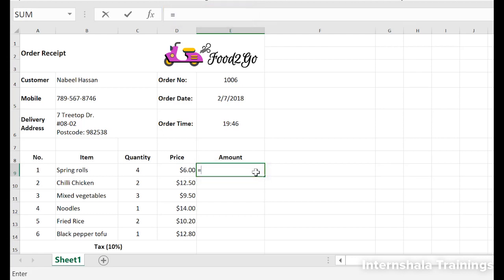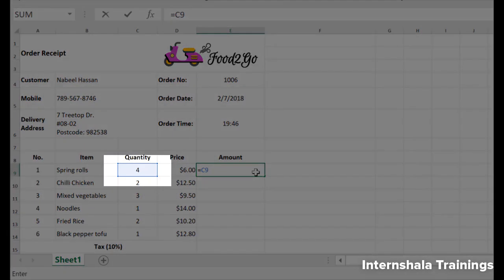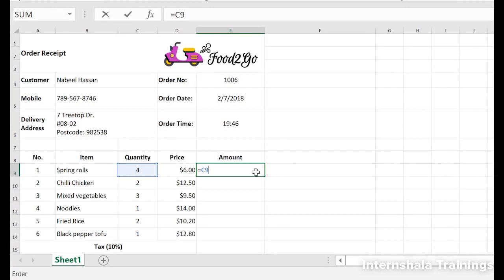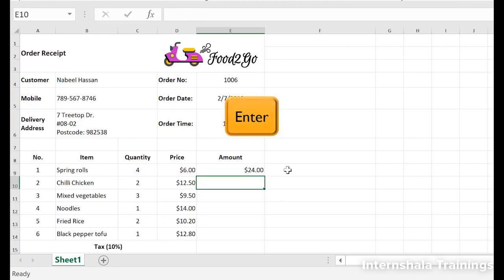Then we type the cell address of the first cell we want to reference, which is C9, the quantity of spring rolls. We will see a colored border appear around this cell, which tells us it is referenced. Next, enter the mathematical operator. Since we want to multiply, we need to enter an asterisk. And after this, type the cell address of the second cell we want to reference, which is D9. Our formula is complete, so we can press enter and Excel will calculate the formula and display the value in the cell. We get the same value as before, $24.